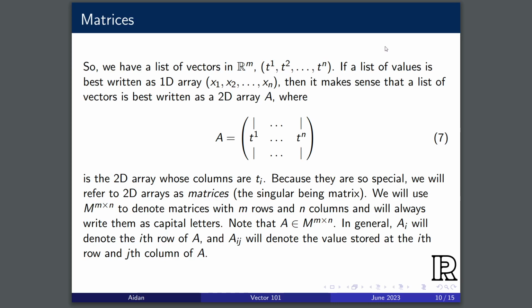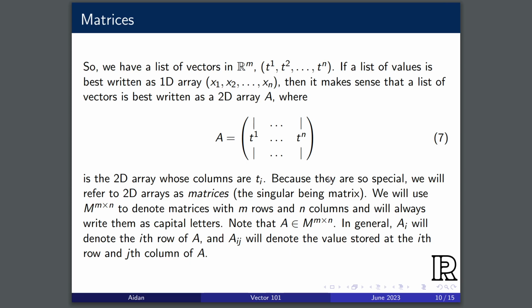So, whenever we have a list of values that are scalars, we write them as a 1D array. We write them as this one-dimensional list. So if we wanted to write out the values of this list of vectors, it would make sense to put these into a 2D array, where we have this array A, and it's two-dimensional, so it has length and width. And for this 2D array, its columns are going to be the T_i. I made a typo there. That should be a superscript as well.